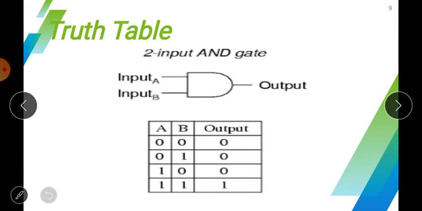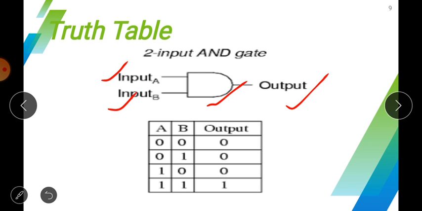As you can see in the diagram given on the next slide, this is the symbol of the AND gate. You should have memorized the symbol of the AND gate. This is the symbol of the two input AND gate. The two inputs are A and B, and this is the output. The first input, the second input, and this is the output.